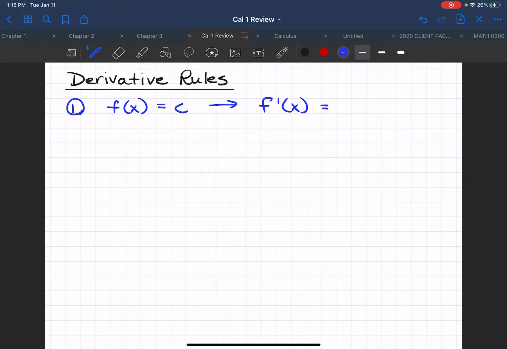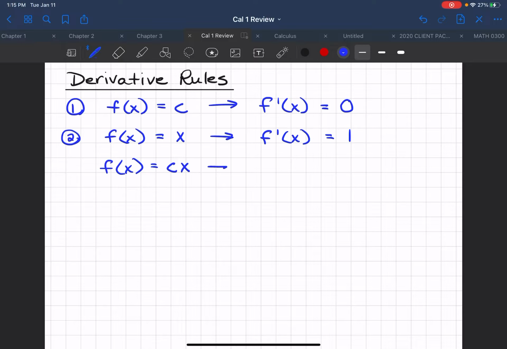The derivative of any constant is just 0. Also, the derivative of x is just 1. Also, remember, if you have a constant times x, since the derivative of x is just 1, that's just going to equal the constant that's out in front of it.